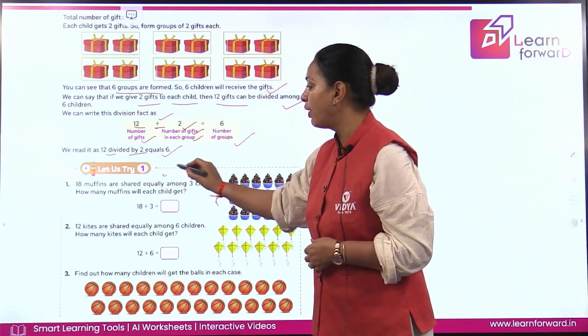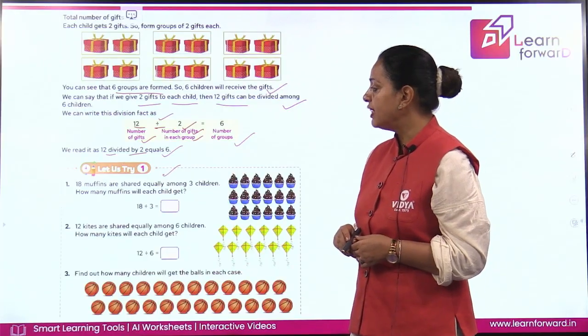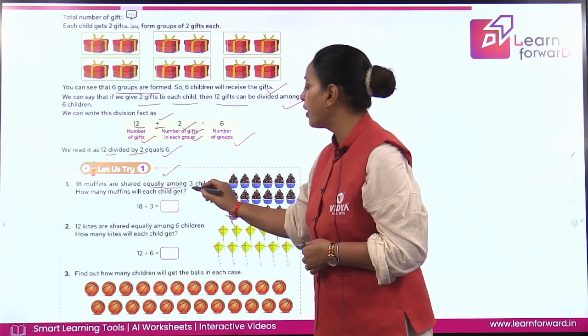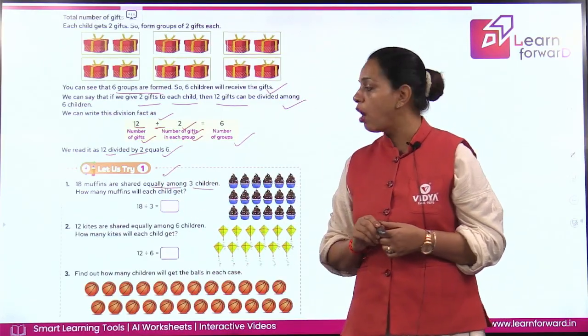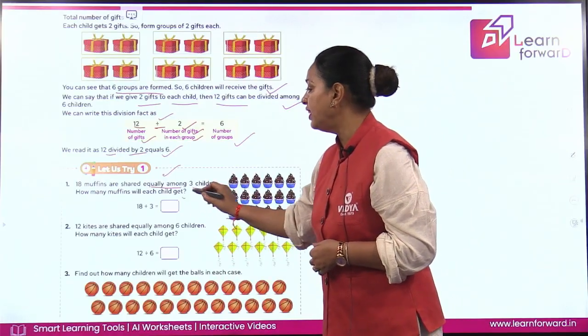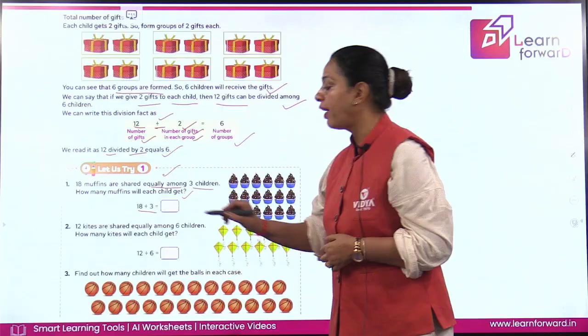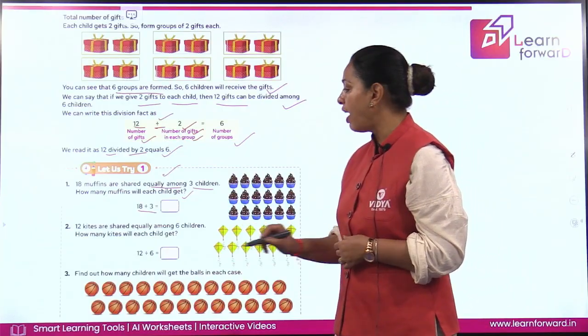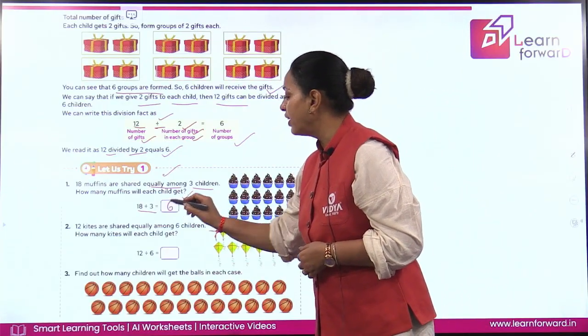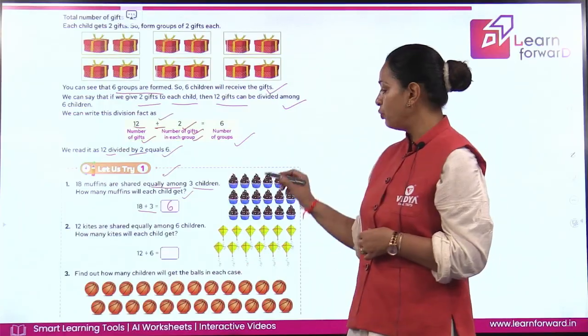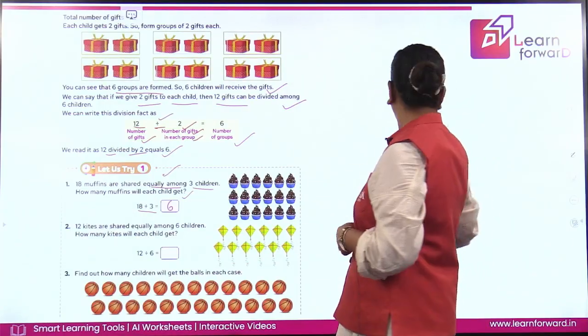Now let us try one. The first one, 18 muffins are shared equally among 3 children. So how many muffins will each child get? It means 18 divided by 3. So what would be the answer? Answer is 6. Okay, you can try these on your own.